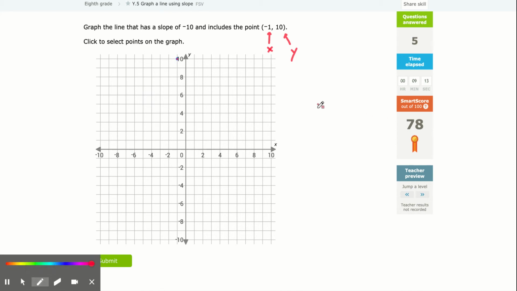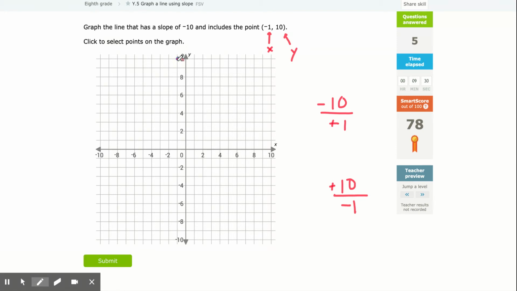Now, treat it as a fraction. I'm going to do -10 over +1. Now, there's nothing wrong with me doing a +10 over a -1. The only issue with that is if I tried to go up from the point they gave me, it takes me off the graph. So going up would be hard, but I can go down. So what I'm going to do is I'm going to move down 10, and then I'm going to move right 1. But just so you know, if I could have gone up 10 and left 1, it would be the same slope.